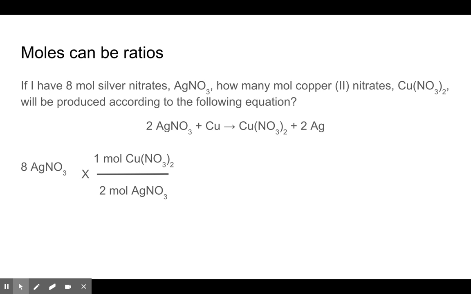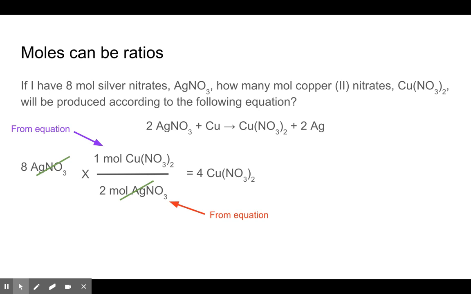Okay, so you'll notice we set it up the exact same way, except we're including moles, because now we're using moles to count particles. And we get that number, the 1 and the 2, from the equation. And they still cancel out, and I get 4 moles of copper nitrate.